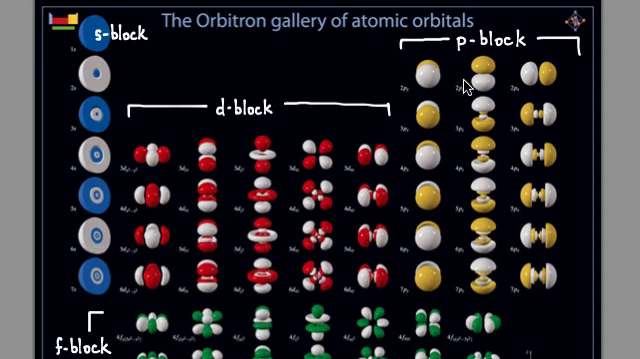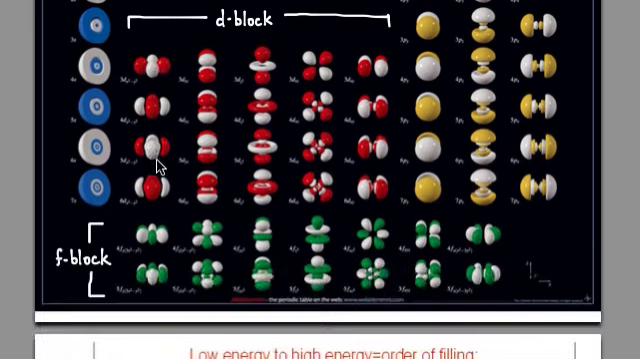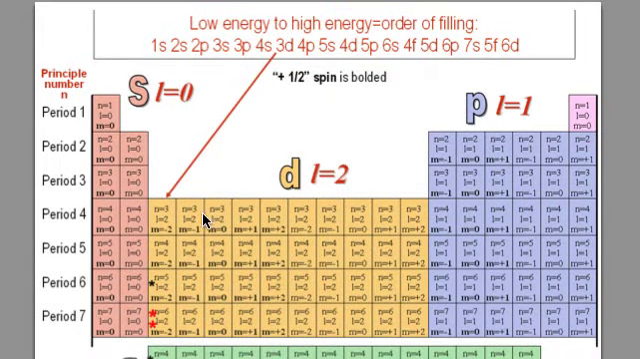Look at the p blocks. I got the m sub L equals negative 1, 0, and positive 1. And 2 electrons can fit in this one, 2 electrons can fit in this one, 2 electrons can fit in this one. And then similarly the d block would be L equals 2. If L equals 2, then m sub L could be negative 2, negative 1, 0, positive 1, positive 2. And again, 2 electrons in each. So if I put 2 electrons in each of these, that gives me 10 elements. And you'll notice in the d block of the table, there are 10 elements. 1, 2, 3, 4, 5, 6, 7, 8, 9, 10.